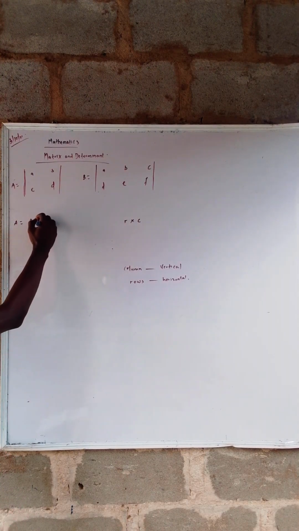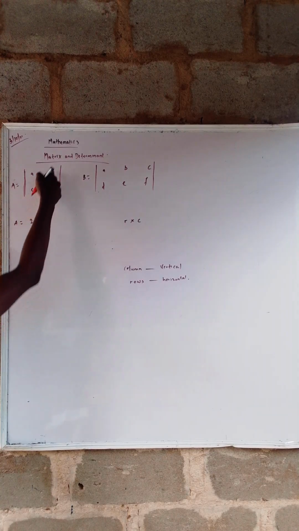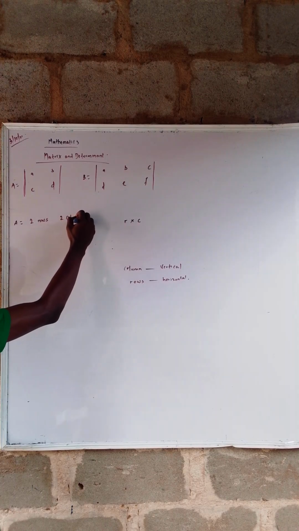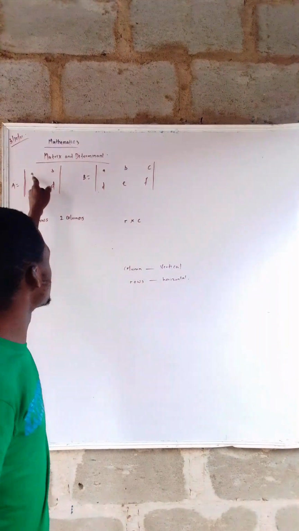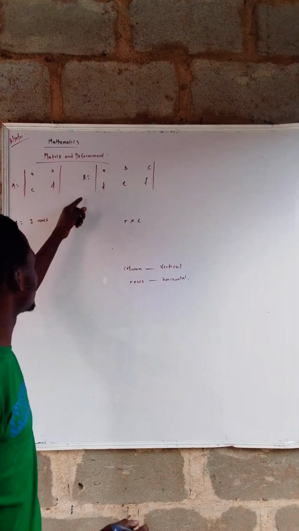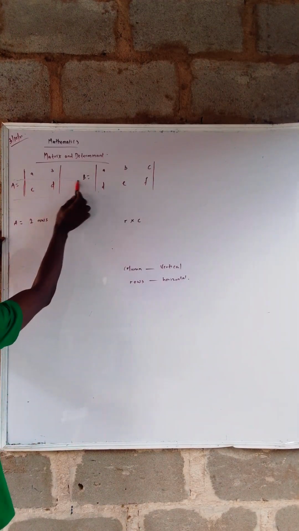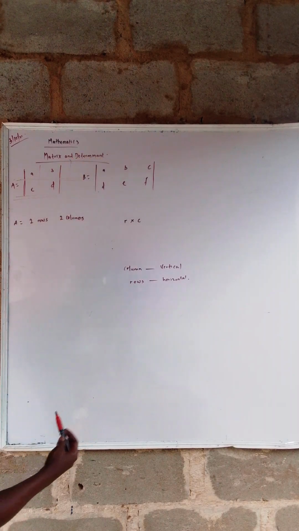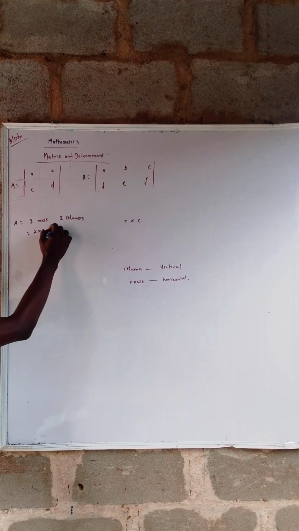So for A, we have two rows, and how many columns? One and two. Two columns. We grab that. So two rows like this, one, two, then two columns. So that's a better understanding. So just say 2 by 2 matrix.